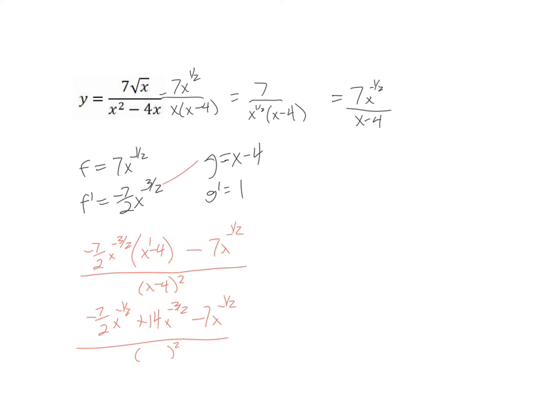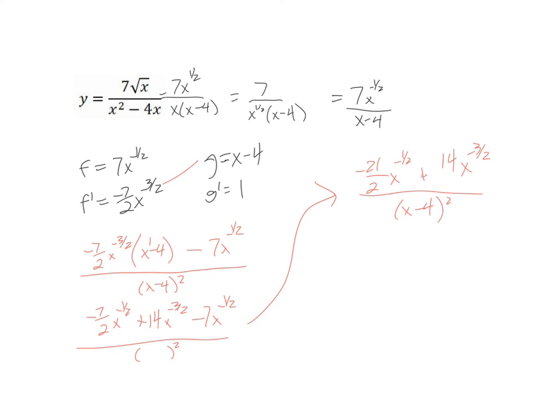So our first and last terms we could put together. I'll rewrite it up here. That would give us negative 21 halves x to the negative a half plus 14x to the negative 3 halves, all over the bottom squared still. So we could probably stop there, that would be acceptable, but let's keep going one more step.